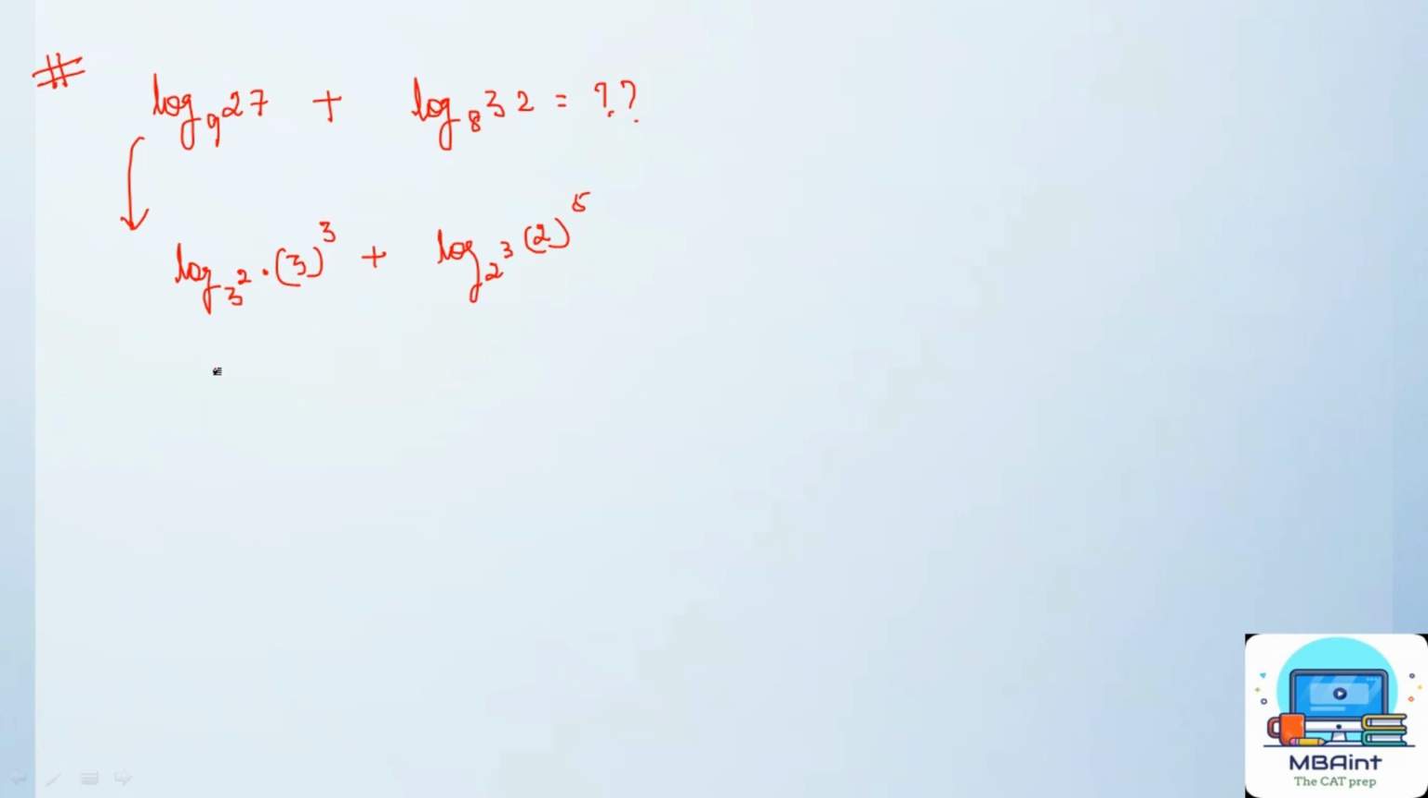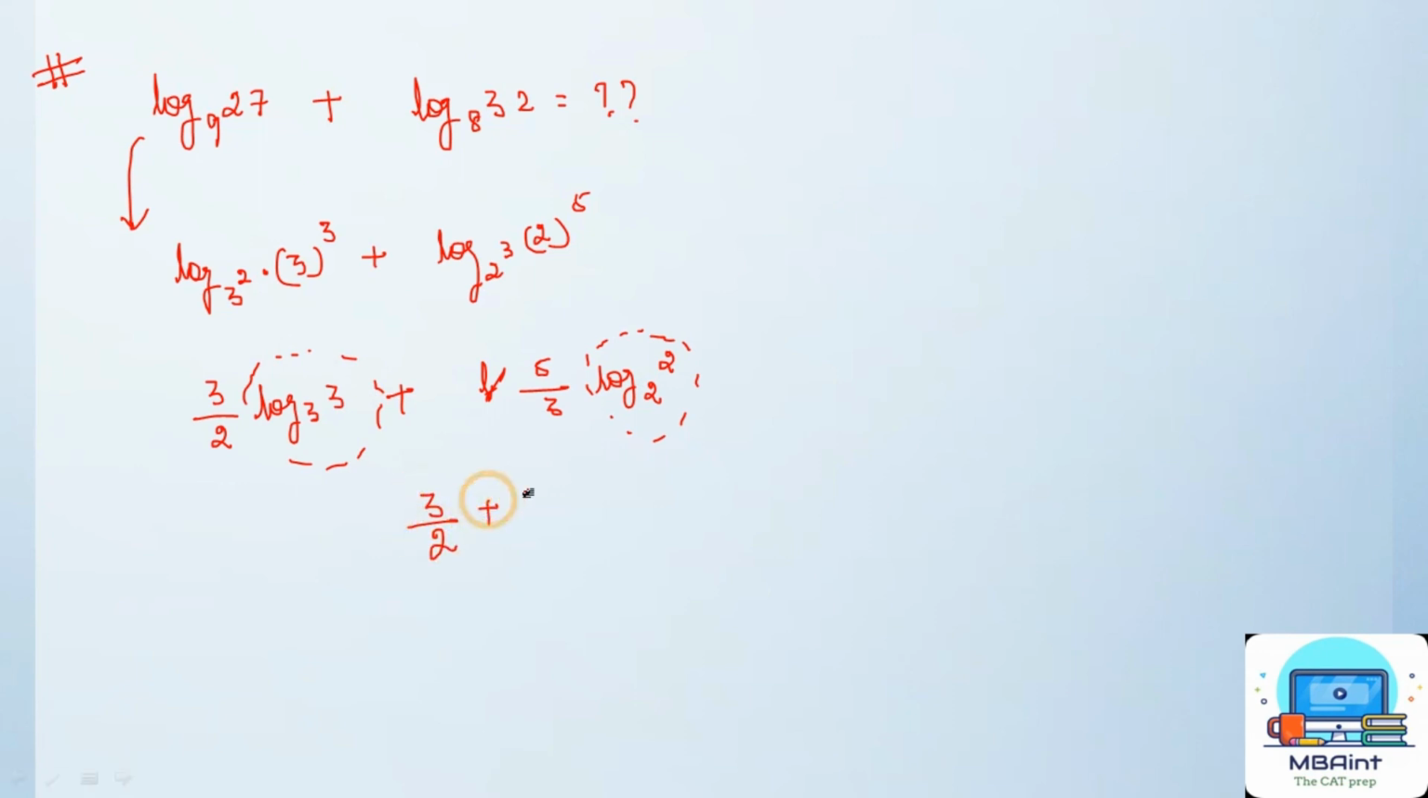Okay guys, so as per the property we have just learned, this is 3 upon 2 log, the base is 3, the value is 3 again, plus again I can write this as 5 upon 3 log, the base is 2 and the value is 2 again, right? So I have just read that this should be 1, right? This should be 1, right? So I am only left with 3 upon 2 plus 5 upon 3, right? Which eventually gives me 19 upon 6 as the answer, right? A very fundamental question for the log, right?